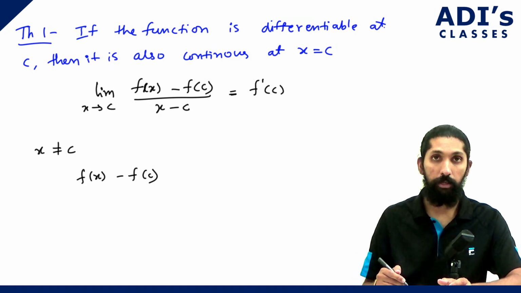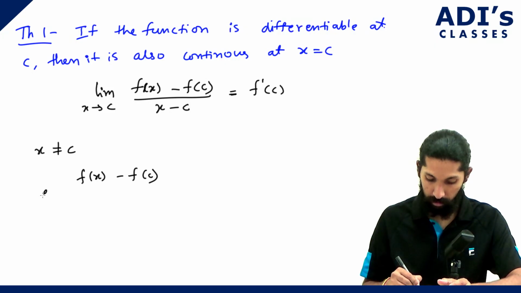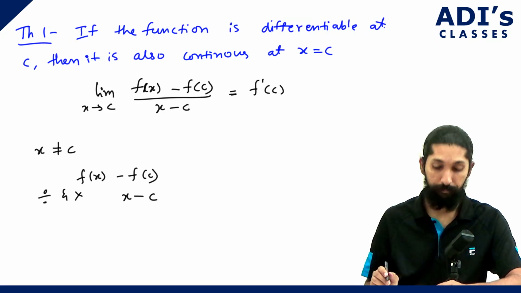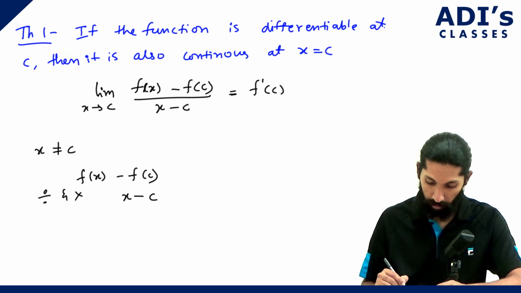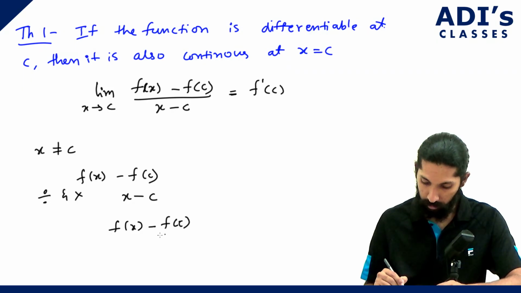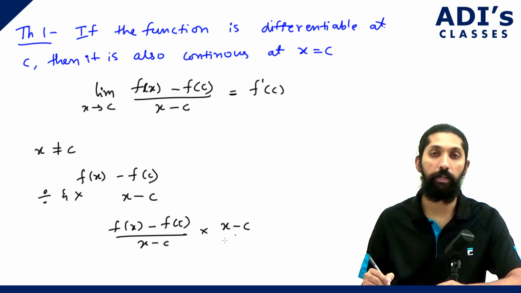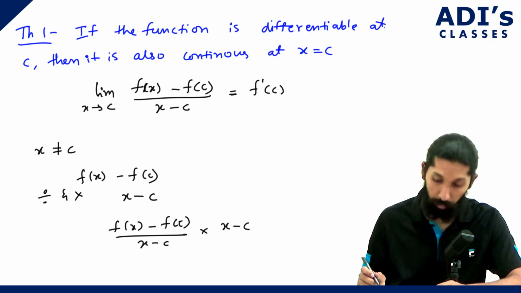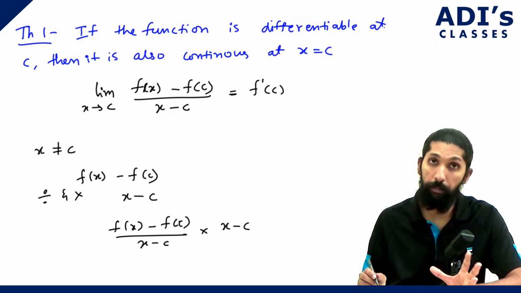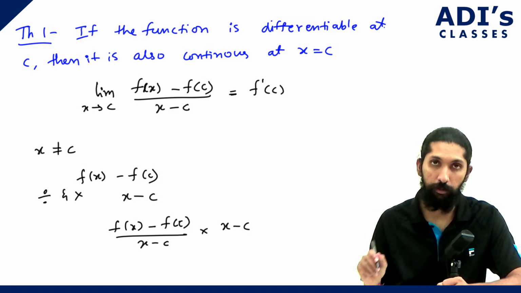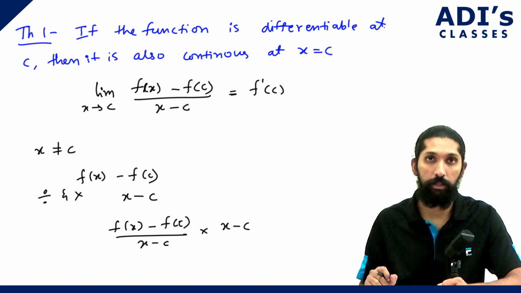So once you multiply and divide, or divide and multiply, whatever, by x minus c, we'll get f of x minus f of c by x minus c into x minus c, correct? Now what we do, we are going to apply limit. All right. Now this is nothing but f of x minus f of c, isn't it? So we'll write that down in the next part.